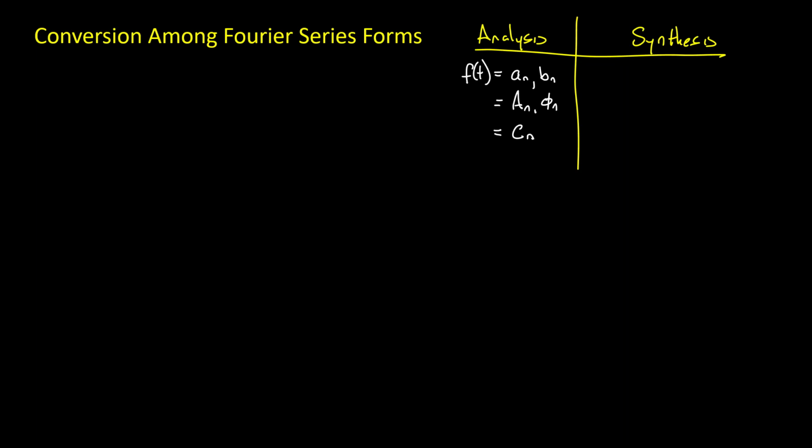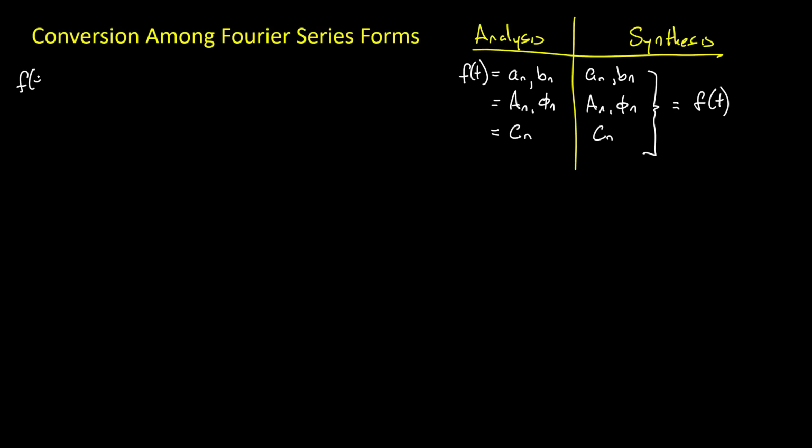The opposite of that is synthesis, and that's taking these a sub n, b sub n components, or your capital A sub n, phi sub n components for cosine and phase, or your complex exponential components, and converting all those back into your time domain periodic waveform. So let's quickly review the three types of Fourier series we've talked about from the synthesis side.